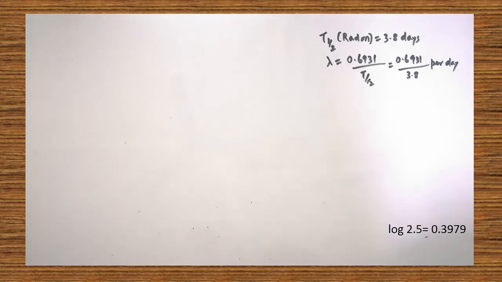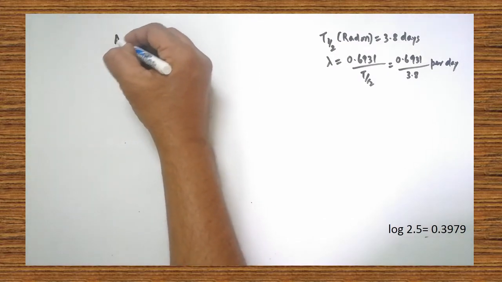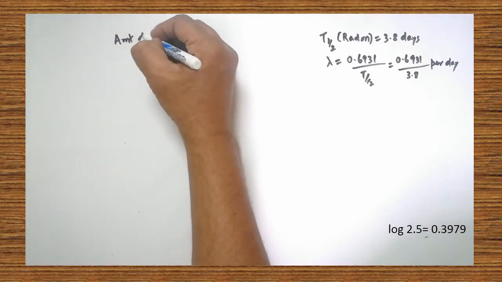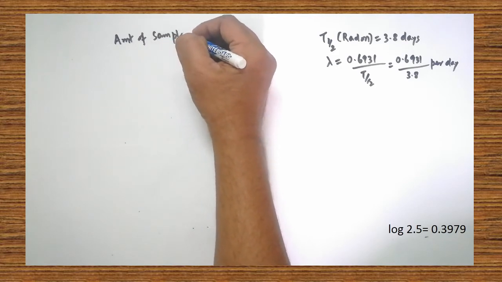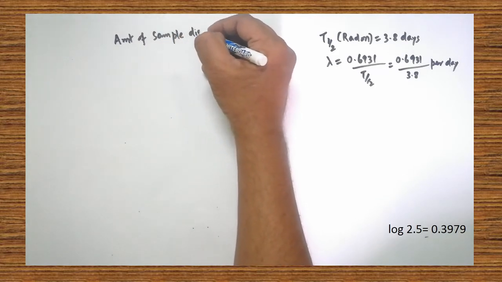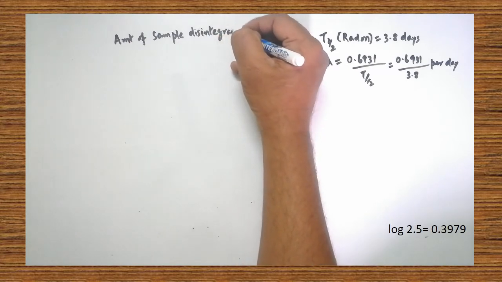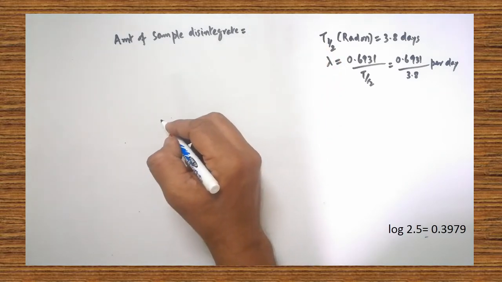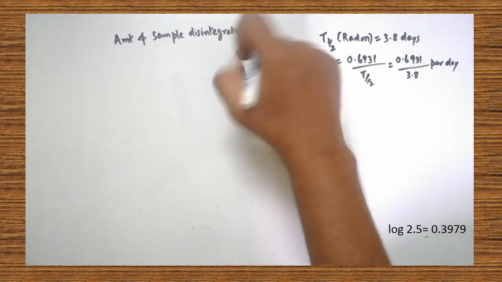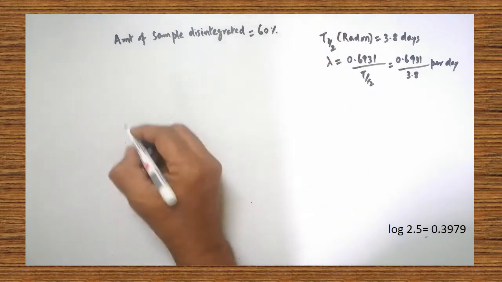Okay. Now, the amount of sample disintegrated. From the problem, what you have understood now, the amount of sample disintegrated. How much percentage? You read the problem, there you can find out. Amount of sample disintegrated is how much? 60%. So, 60% must be written.